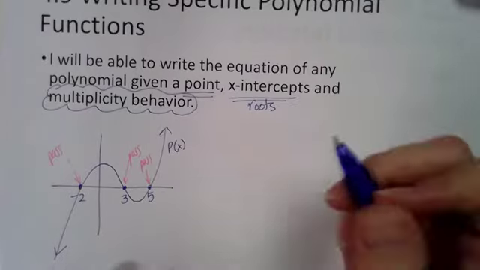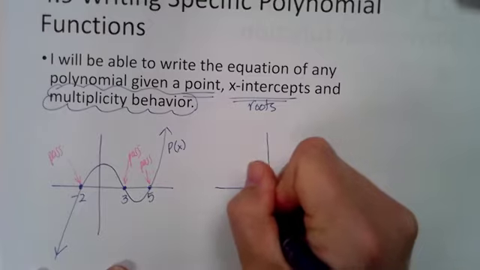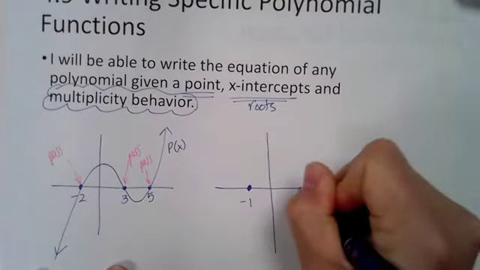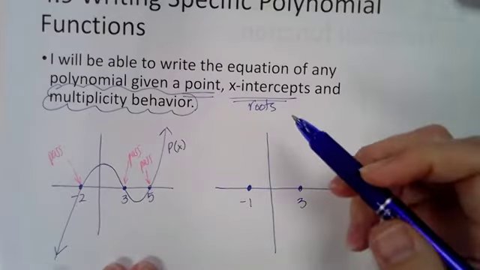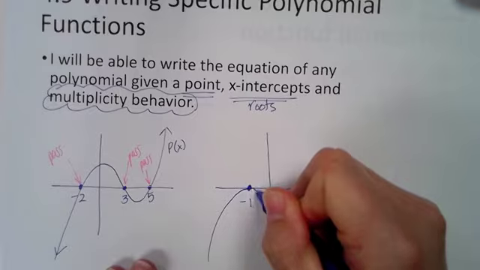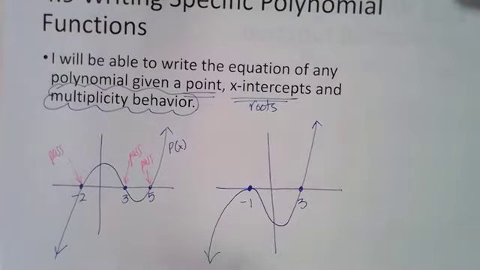All right, here's another example. This one's going to cross at -1 and 3. However, this one comes up, hits the curve, bounces back down, and then extends through 3.